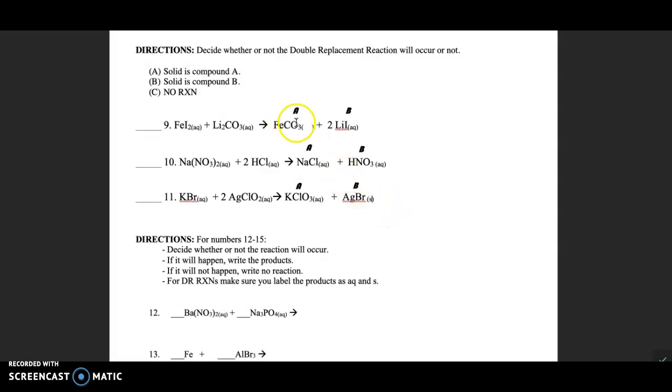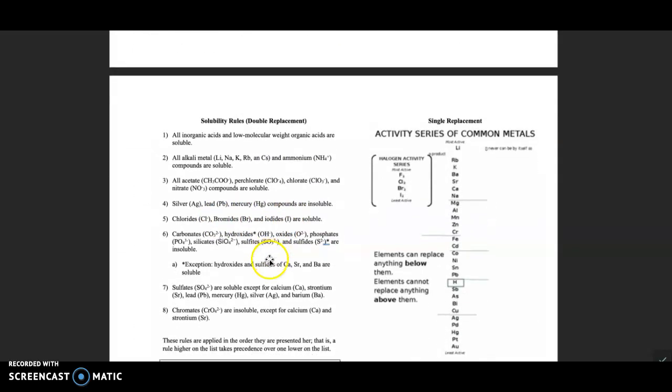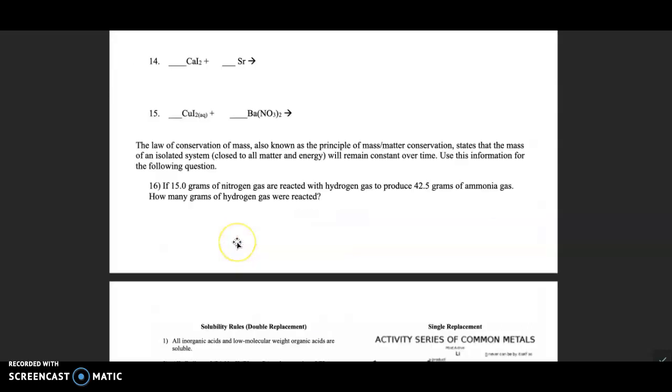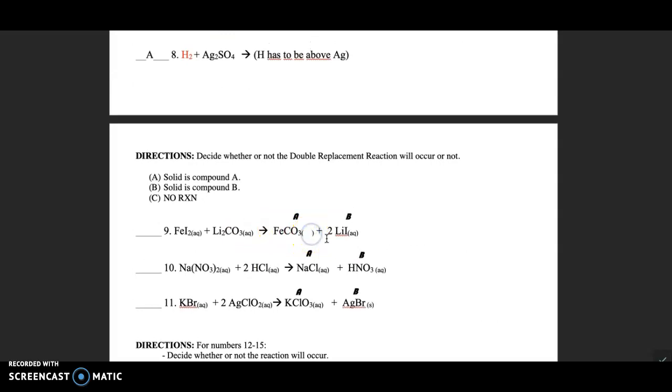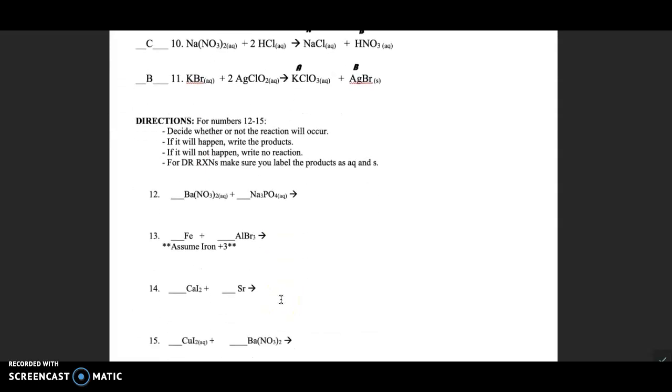Doesn't help me here. Now I'm looking for iron or carbonate rule. Okay, chlorides, bromides, iodides, carbonate right here. No exceptions are insoluble, so that one is solid. So my answer would be letter A. Here I have two aqueous, so that's letter C, no reaction. And here's my second solid, that would be letter B.